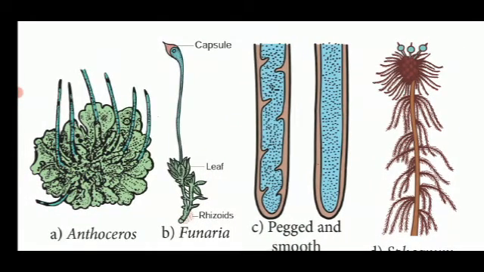Funaria is an example for the mosses. In mosses, the plant body is differentiated into root-like, stem-like, and leaf-like structures in Funaria, because Funaria is the most advanced group of bryophytes.